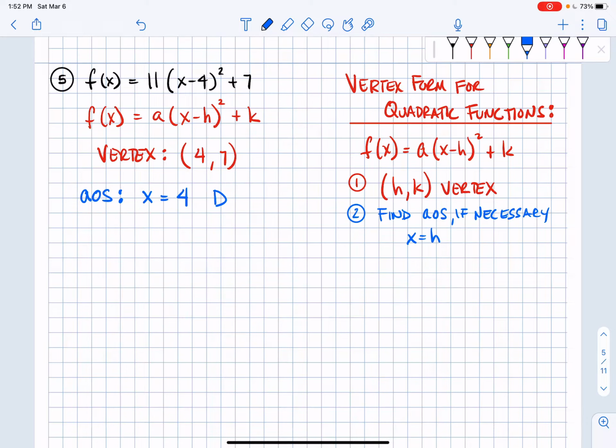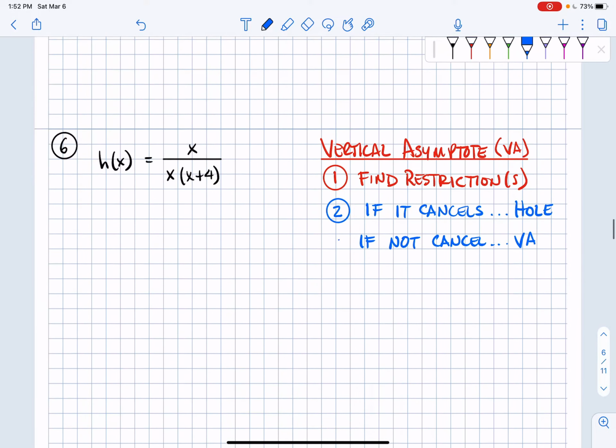Okay, that gives you an arrow, apparently. Didn't know that. All right, so there we go. All right, on to number 6.